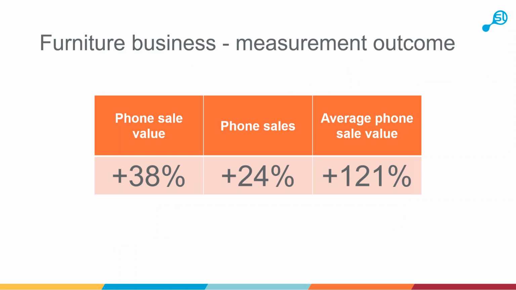So for the furniture business, the measurement outcome was quite significant. There was an extra 38% of revenue that came through phone sales, and in terms of the number of sales, there was an extra 24%. But the most important number is that the average sale value over the phone was 121% more than the average order value from an e-commerce transaction online.